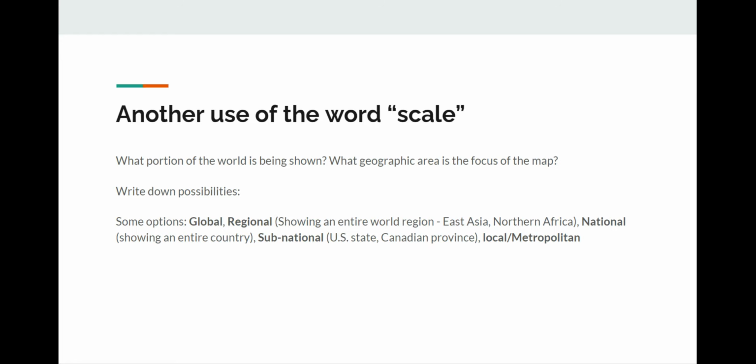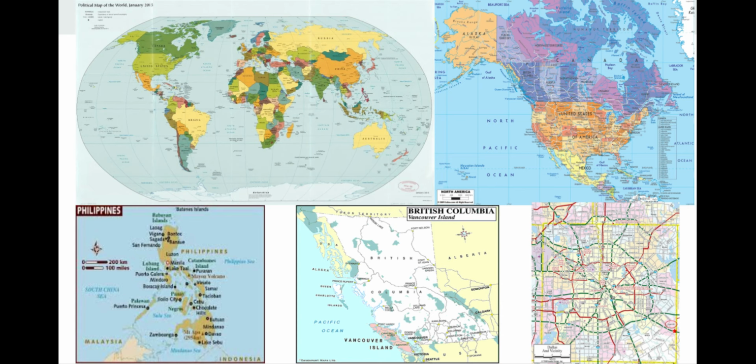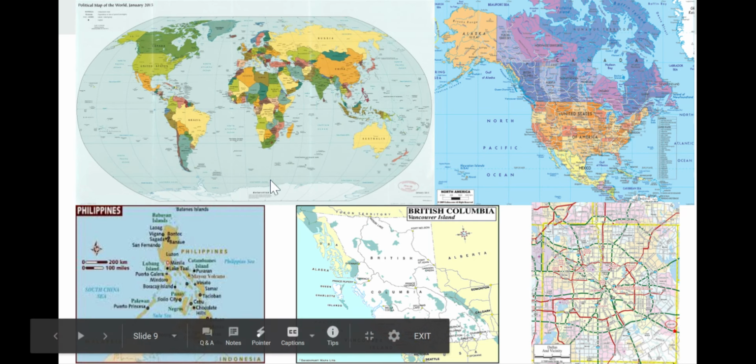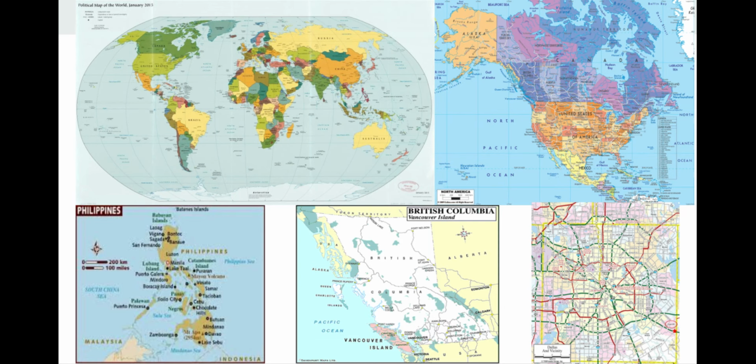All right. So let's look at some maps and talk about them. What is the map showing? That's the important question when we talk about the term scale. So we have this political map in the top left-hand corner, and that is at a global scale. That is showing us the entire world, right? So we would say that is at a global scale. This map would be at a regional scale because it's showing us not the entire world, but also not just one individual country. It's showing us all of North America.